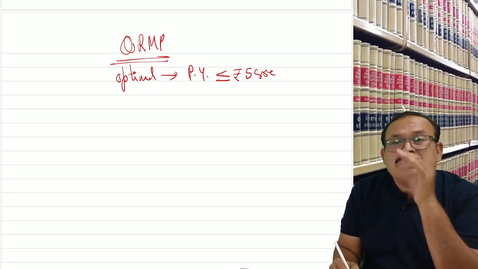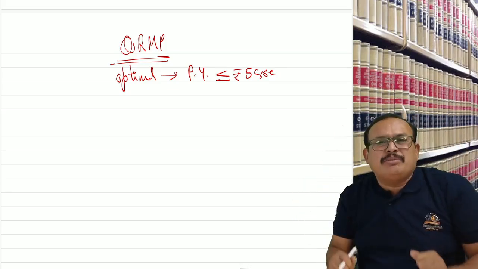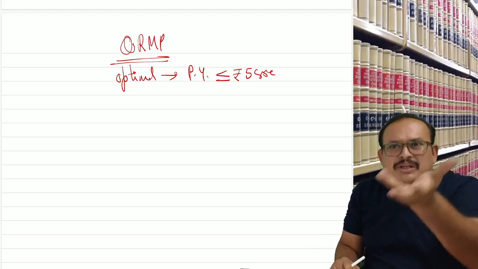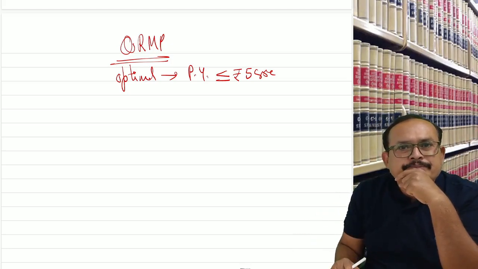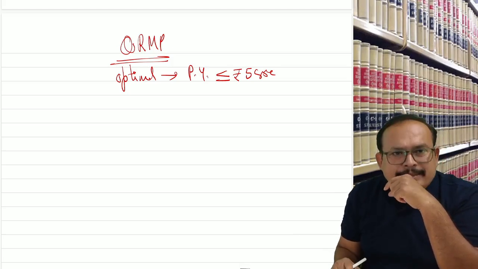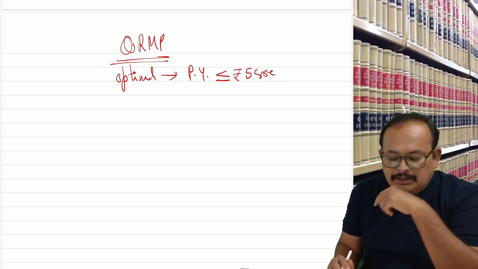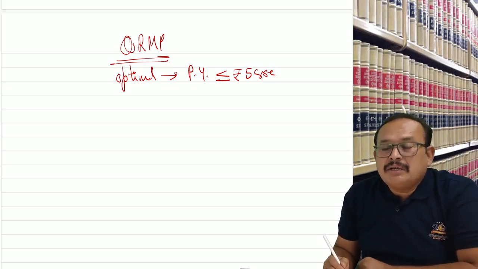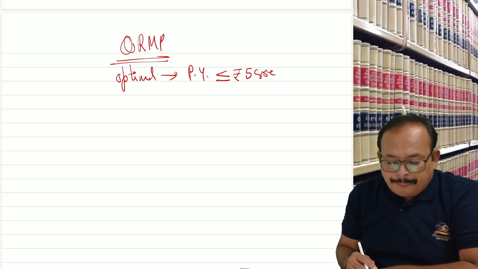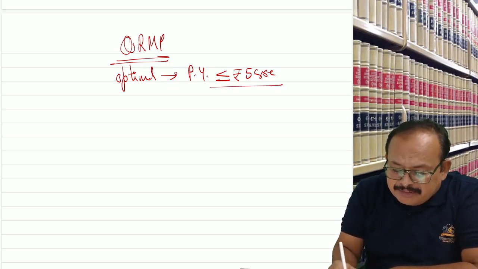Sir, my turnover in the previous year did not exceed 5 crores, but I don't want QRMP, sir. I want to go with the regular monthly scheme. Most welcome, red carpet for you. It's only a facility, a helping hand.